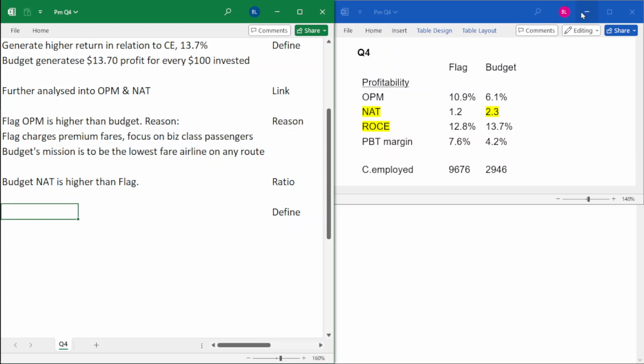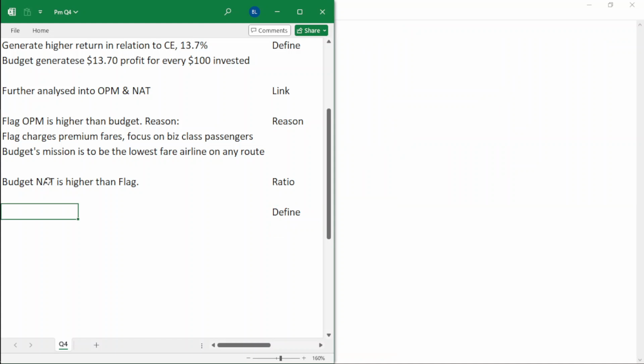So let's define it. NAT for budget is asset utilization, which is high. Okay, link, we already linked. So now let's put the reason. Okay, we can put the reason here.